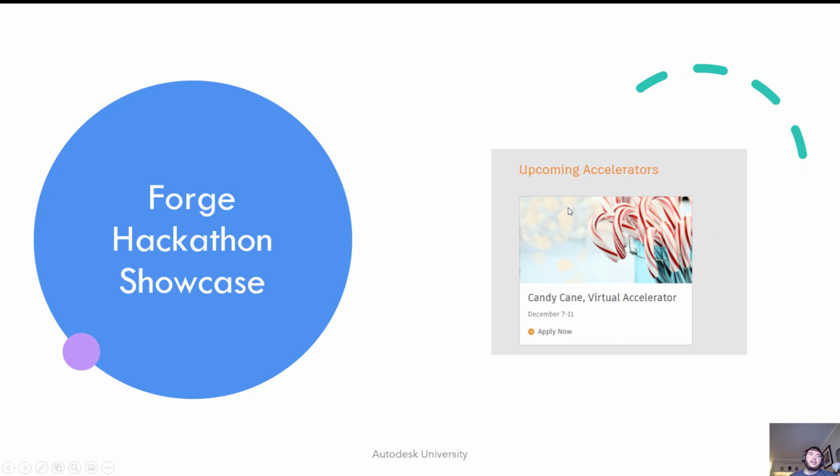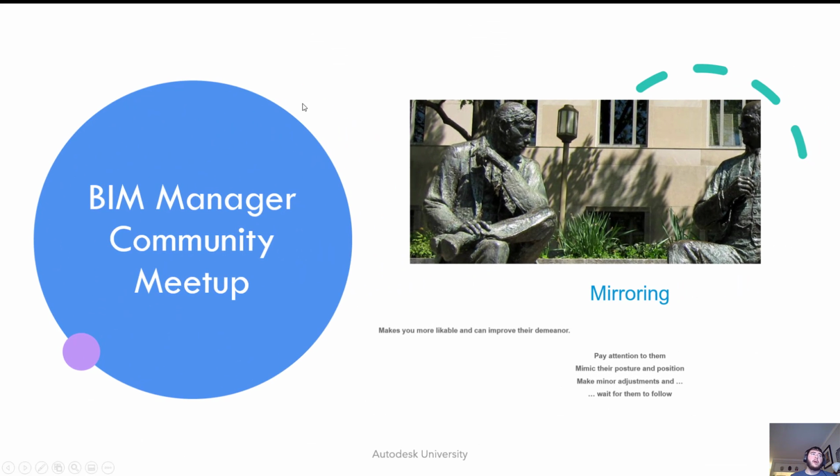And lastly, this is just a picture of the Accelerator part of that site. They do have one in December this year. I think they do them monthly.